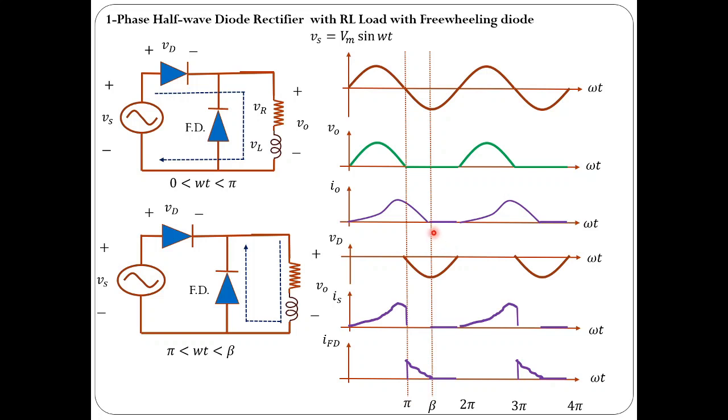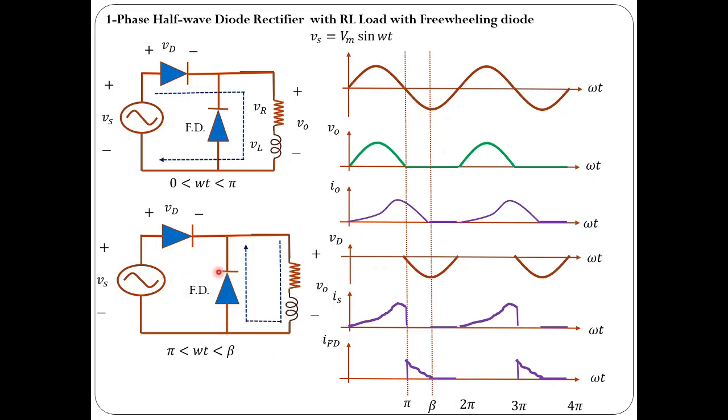And from beta onwards, what will be happening? Because the current through the load became 0, the voltage across the load becomes 0, and the current would not take either this path or this path, because the current itself became 0. And during this period, that is from beta to 2 pi, omega t ranging from beta to 2 pi, what is happening?